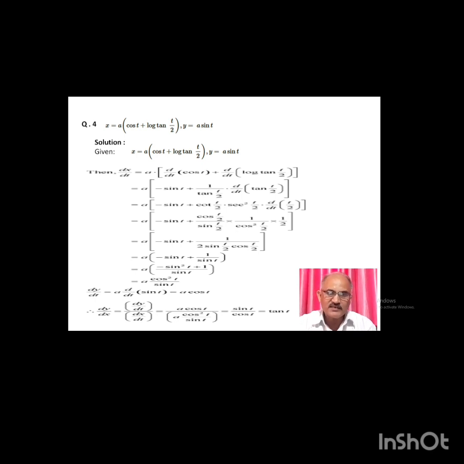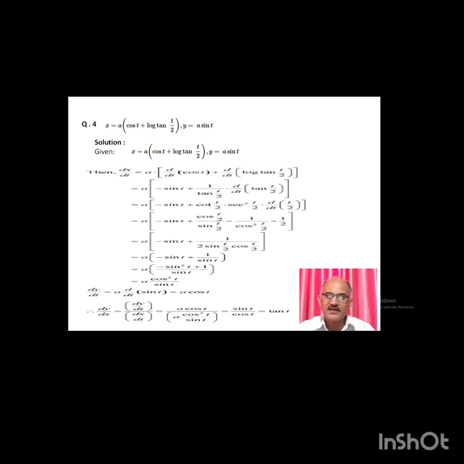So first of all you write dx upon dt is equal to a, which is the constant term, you write as it is, cos t derivative is minus sin t plus log tan t by 2 derivative. You know log x derivative is 1 upon x. So therefore log tan t by 2 derivative will be 1 upon tan t by 2. Then differentiate tan t by 2, tan x derivative is sec square x.